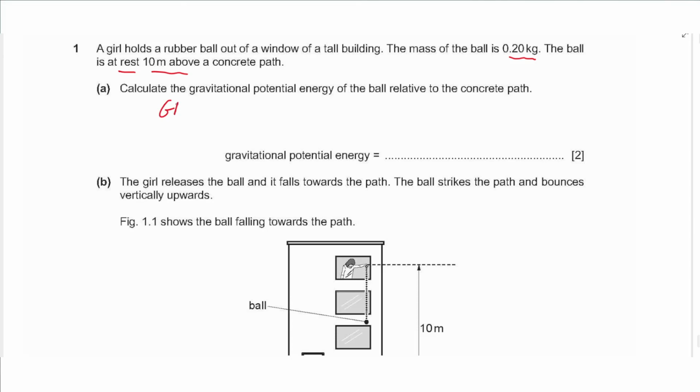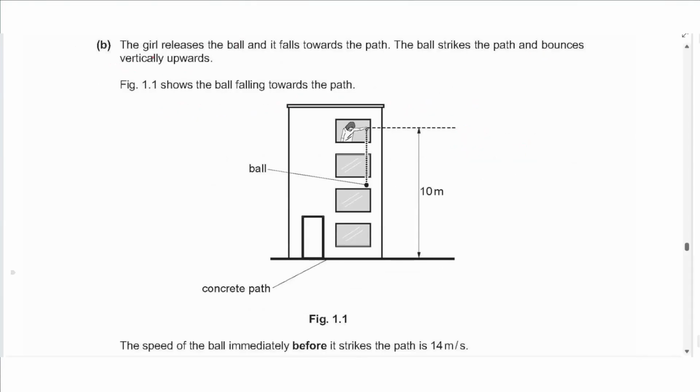So we use mgh. We have the mass, and gravitational acceleration is known, and the height above the ground is known. So 0.20 in kilograms already, times 9.8, times the height 10. This gives an answer of 19.6, or we can approximate it to two significant figures to 20, and the unit is joules. Question B says the girl releases the ball and it falls towards the path.